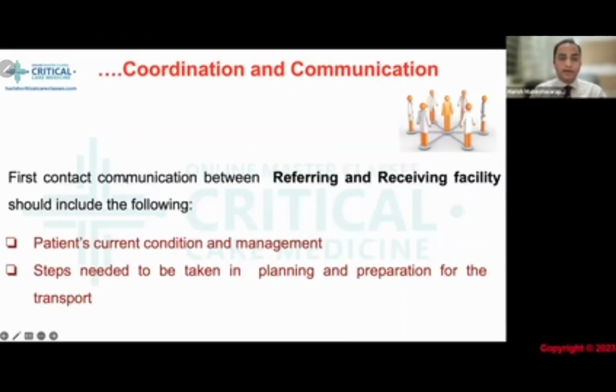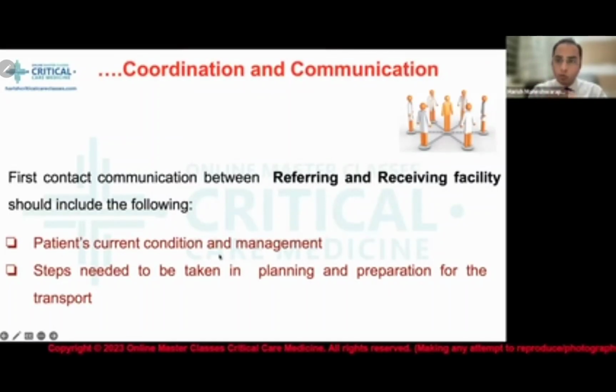Again, first contact communication between a referring and receiving facility should include the following. As I already told, the patient's current condition and what management we have done in the particular hospital.